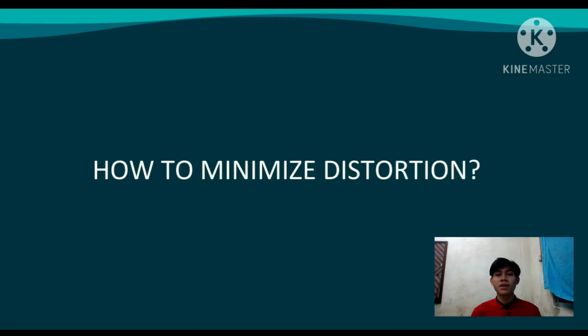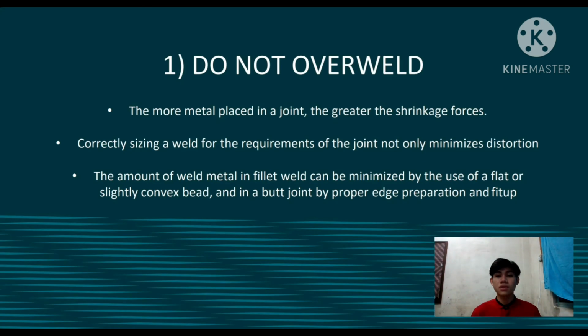So, how to minimize distortion? First, do not overweld because the more metal placed in a joint, the greater the shrinkage force. Correctly sizing a weld for the requirement of the joint not only minimizes distortion. The amount of weld metal in fillet weld can be minimized by the use of a flat or slightly convex bead, and in a butt joint by proper edge preparation and fit up.